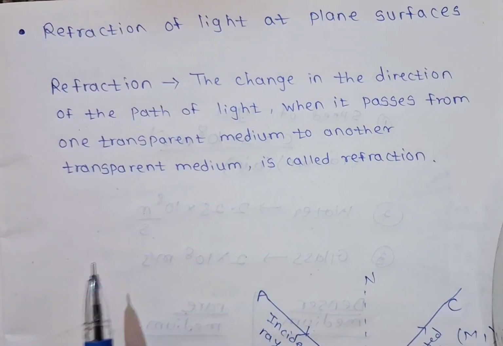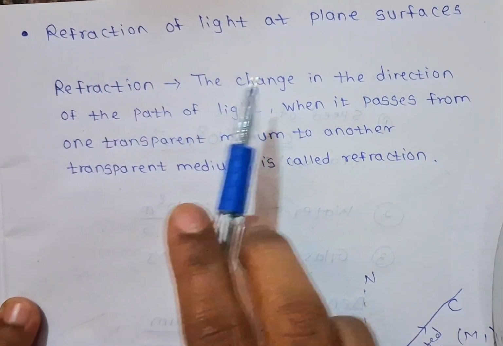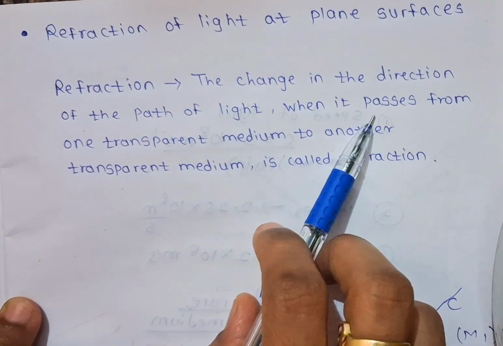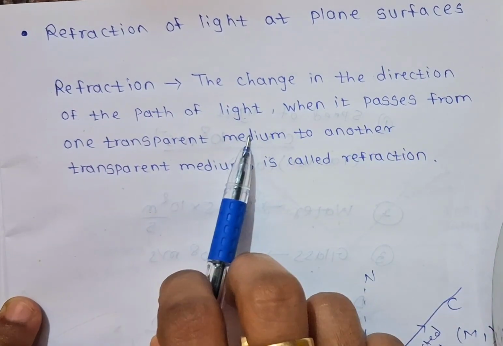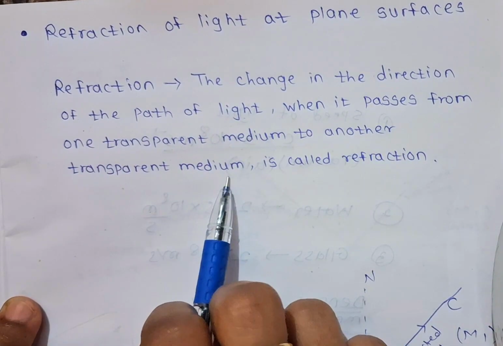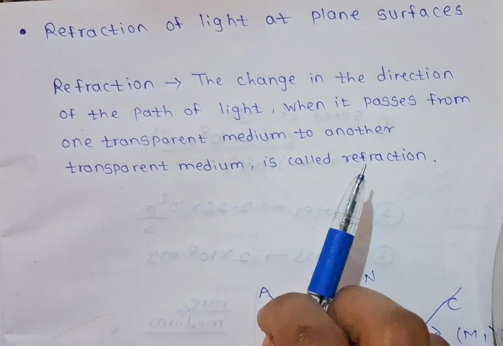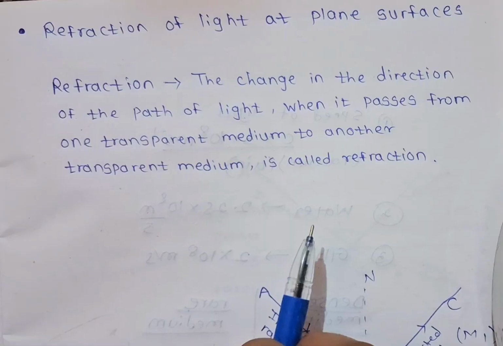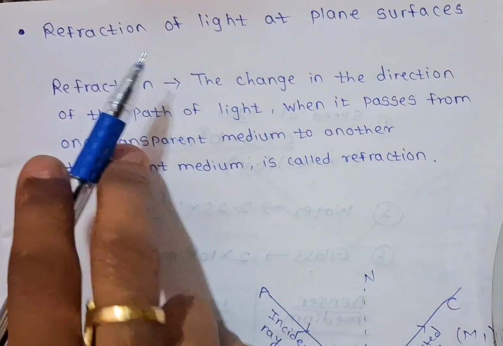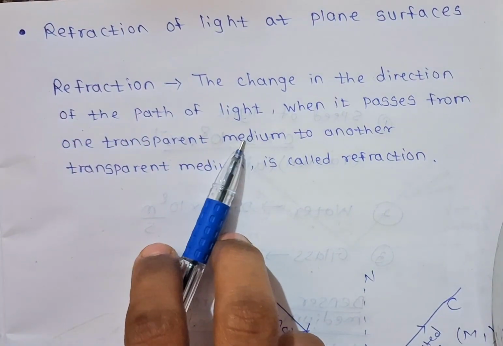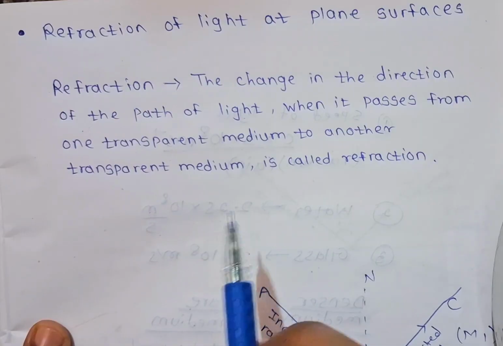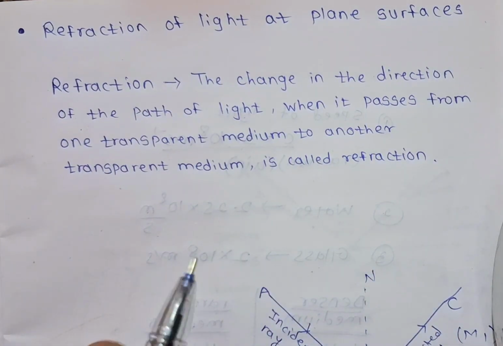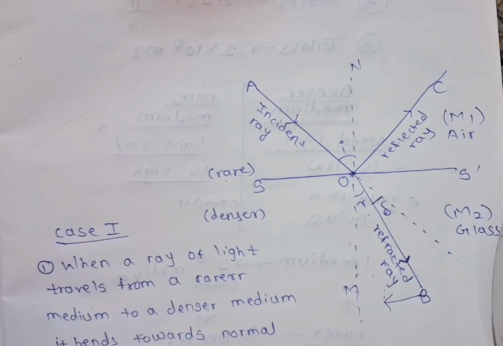So what is refraction? Refraction means change in the direction of the path of light when it passes from one transparent medium to another transparent medium. It's called refraction. In refraction, we require two media, medium 1 and medium 2. Light comes from one medium, M1, and it gets refracted in another medium, medium 2. So let us understand it with a diagram.